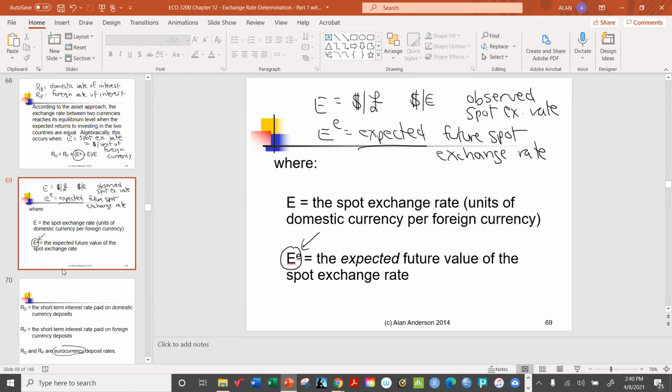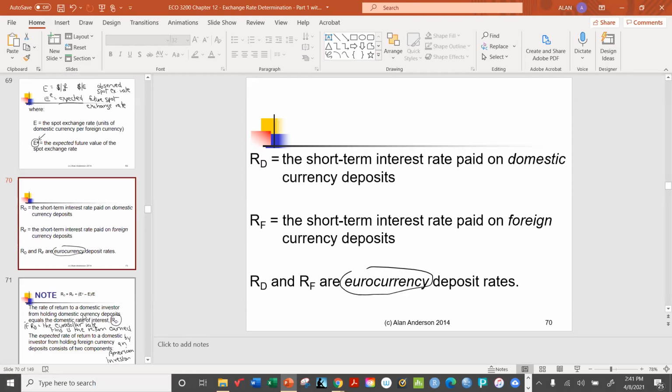So here the same thing will happen. Which currency we choose to hold will depend to a great extent on what we expect to happen to this exchange rate in the future. All right, now, what other variables do we need to introduce here? We've got the short-term domestic interest rate paid on domestic currency deposits, and F would be the foreign rate. And I mentioned earlier, these are all euro currency deposit rates. Okay, and just a quick review.